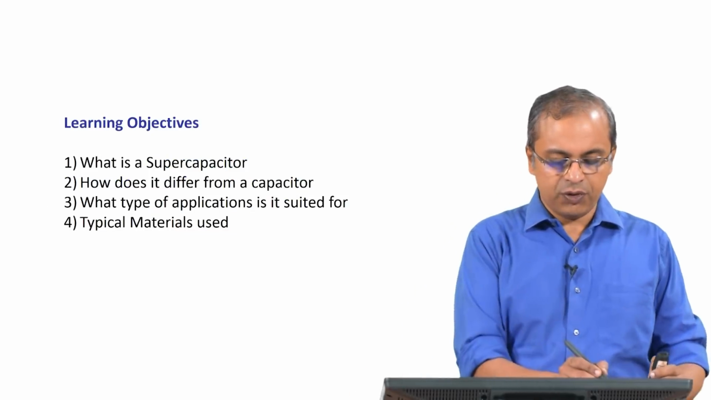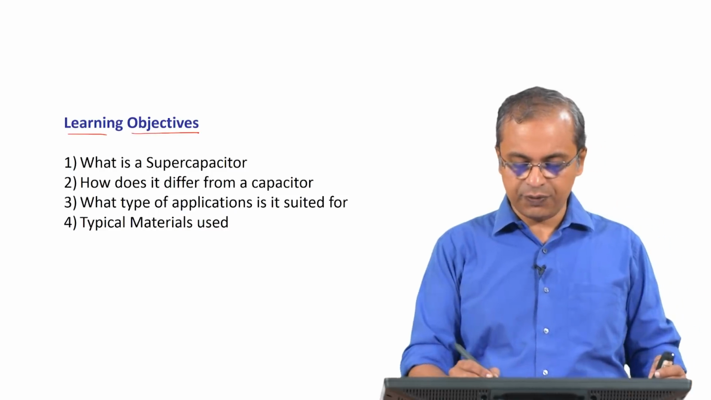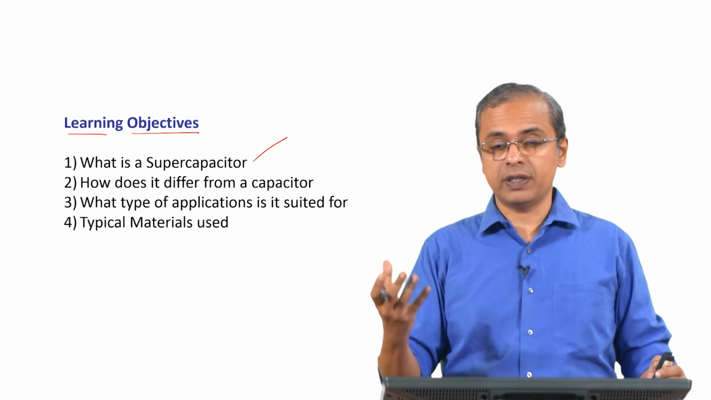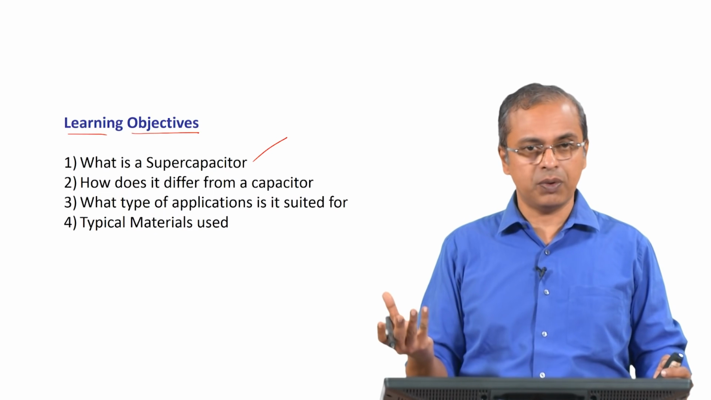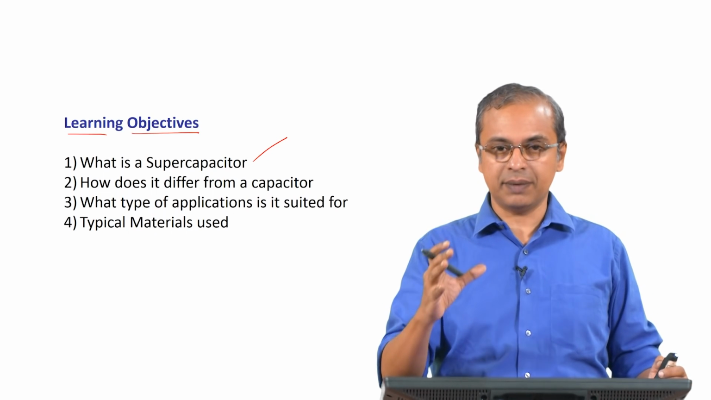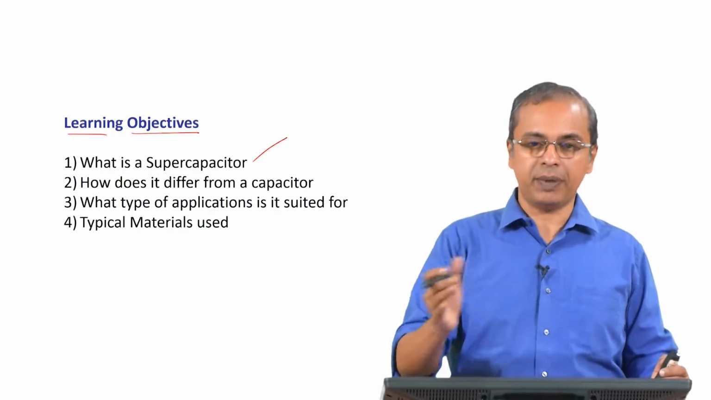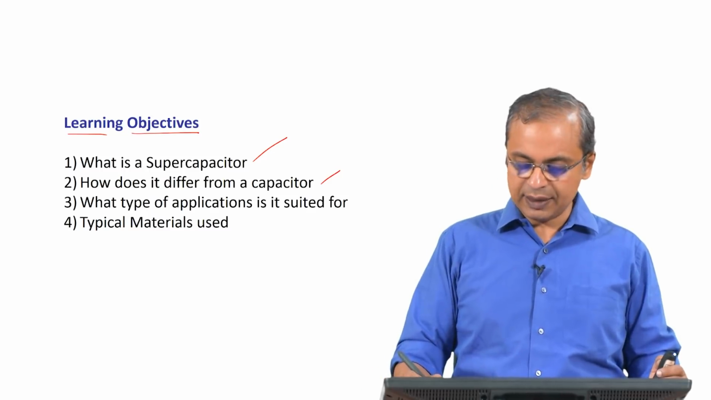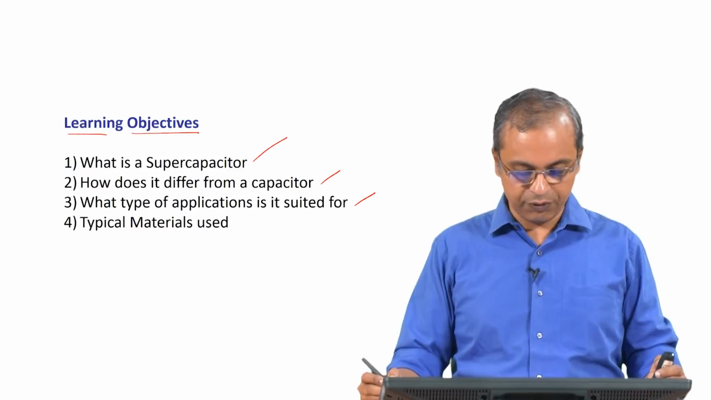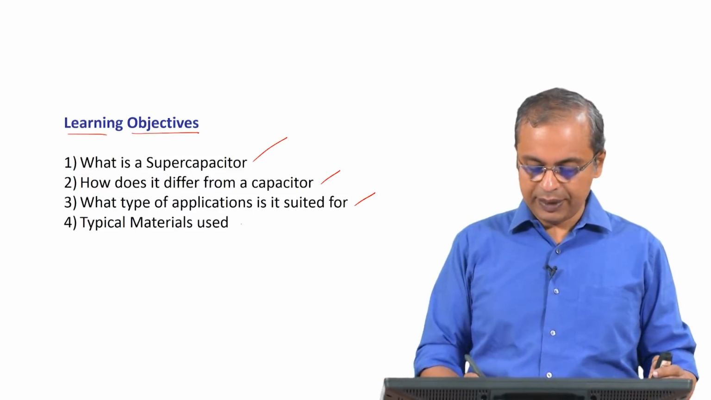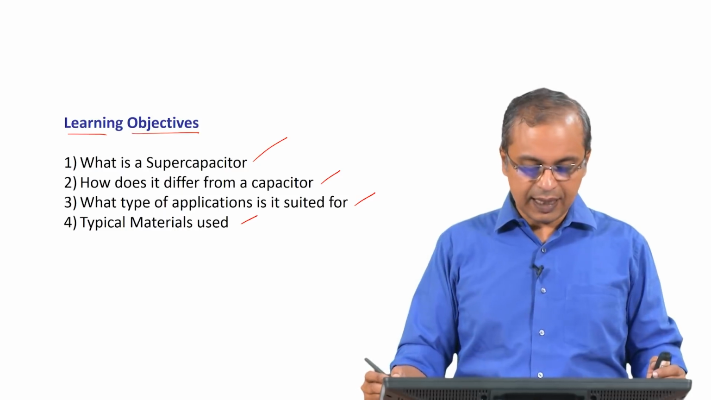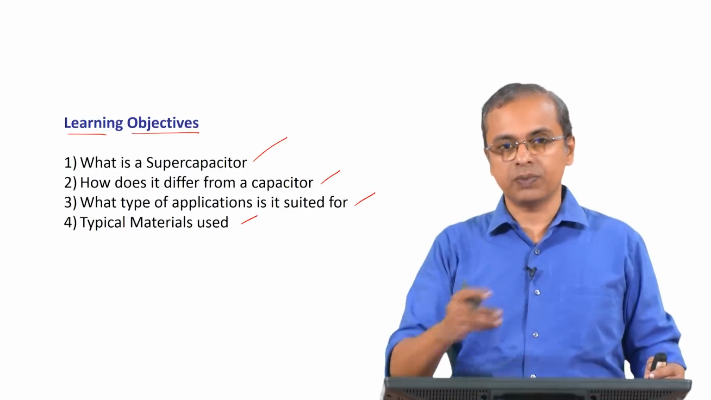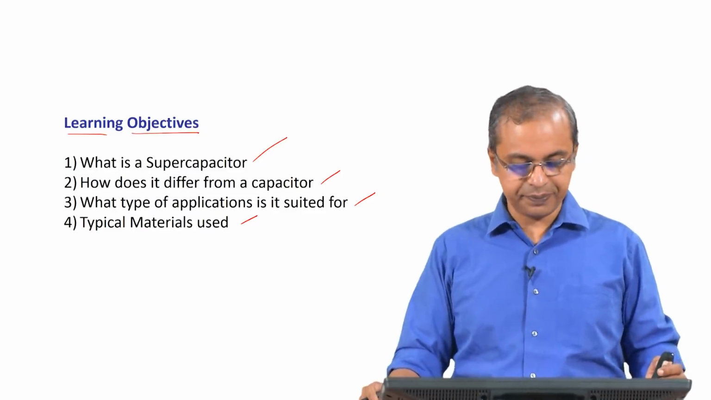Our learning objectives for today's class are to first understand what a supercapacitor is. Since you are already aware of a term called capacitor, what is different about a supercapacitor, and why should it even be considered as something separate from a capacitor? How does it differ from a capacitor, what applications is it typically suited for, and what are typical materials used for the supercapacitor? These are some of the learning objectives for our class, and within this context we will look at the content of the class.